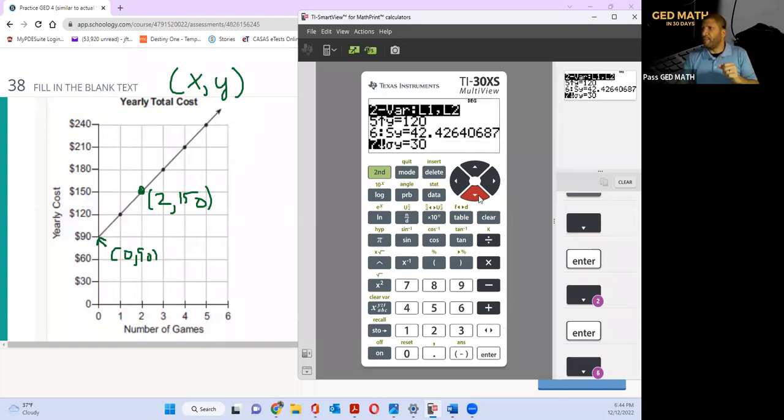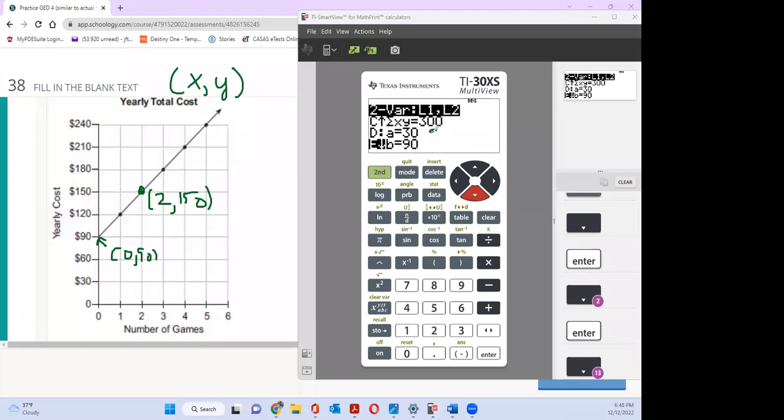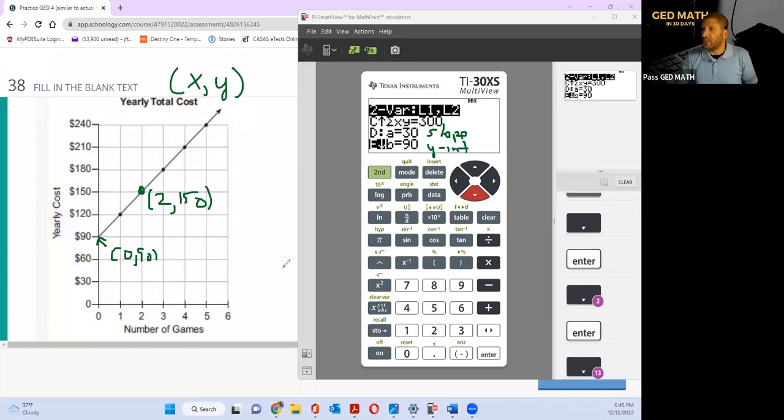Watch this. I'm looking for A and B. It's going to give me the slope and the y-intercept. Look at that. This is my slope. This is my y-intercept.